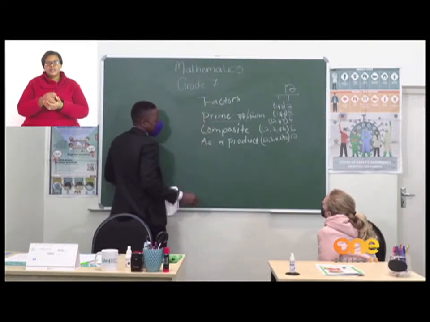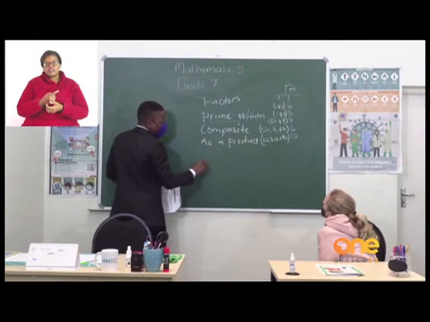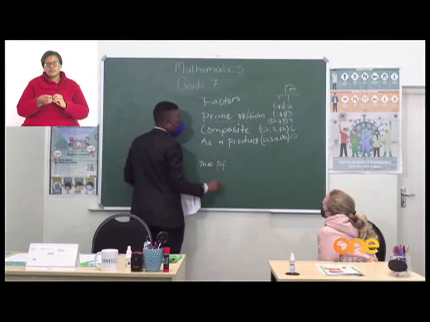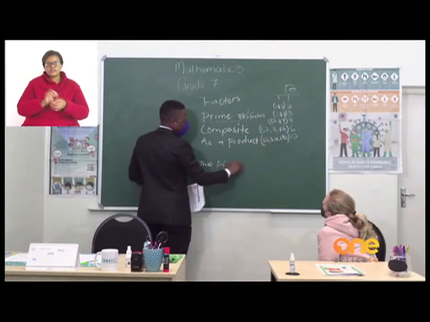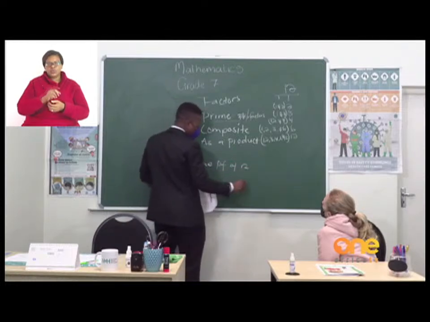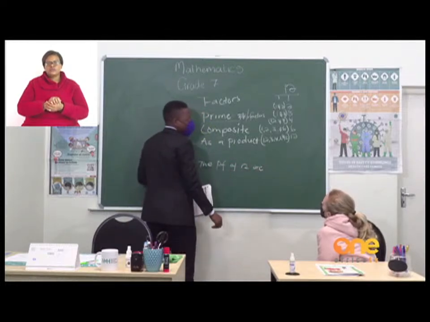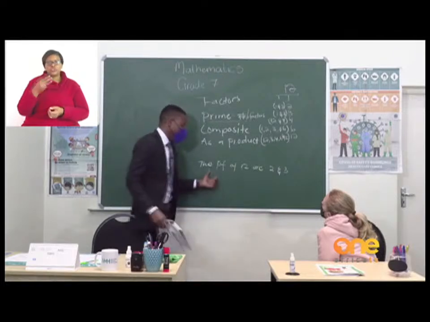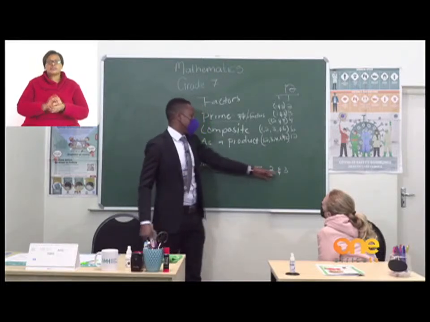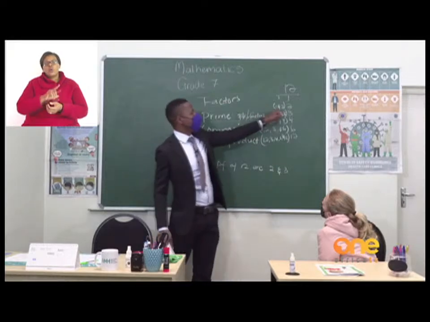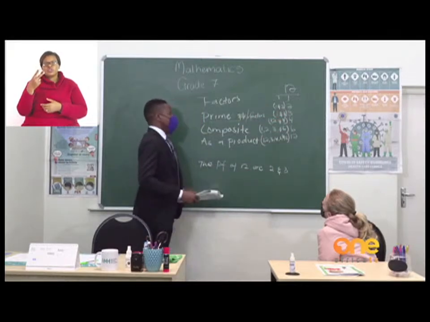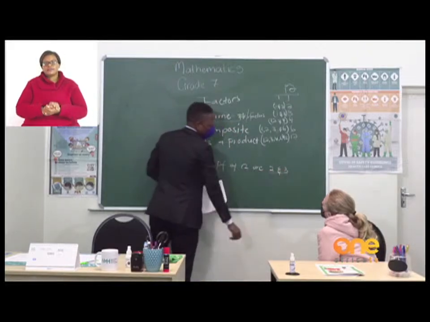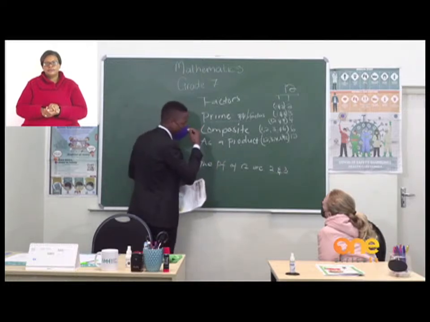To answer these, say the prime factors of 12 are 2 and 3. The prime factors of 12 are 2 and 3. Why? Because they only have two factors. A prime number is a number with two factors.